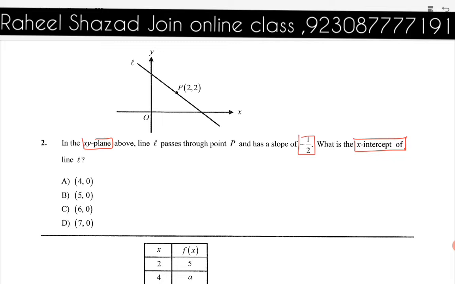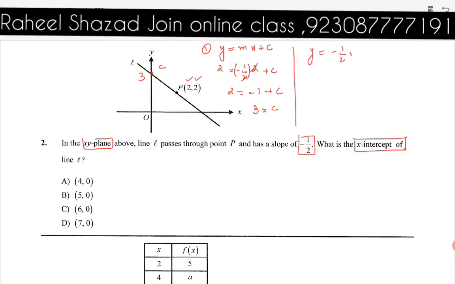Now there are different approaches for solving such questions. The first approach is y equals mx plus c. We have a point that is lying on the line and we have the gradient. So it's 2 and 2 and the gradient is minus 1 by 2, plus c. I'm trying to find c first of all. So 2 is equal to minus 1 plus c. It is going to be 3. So the equation of the straight line is y equals minus 1 by 2 x plus 3.